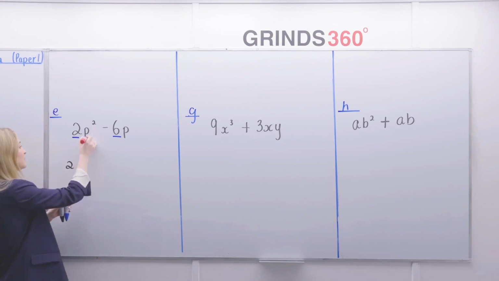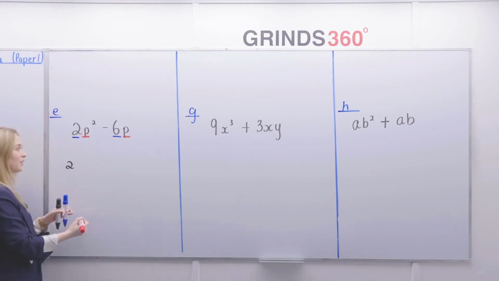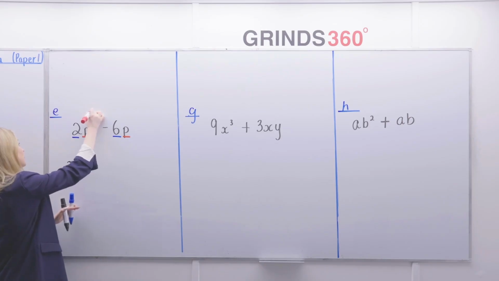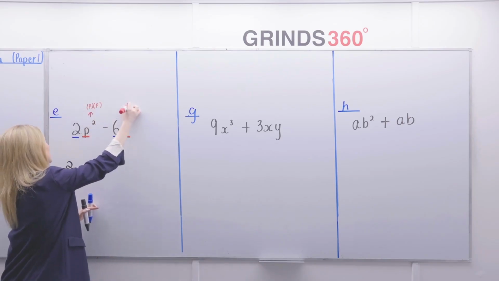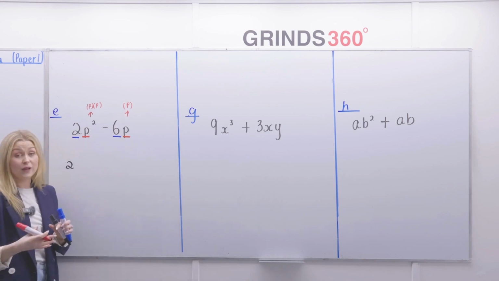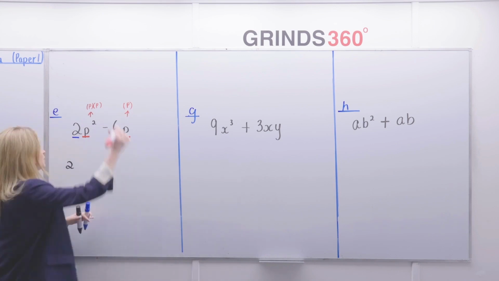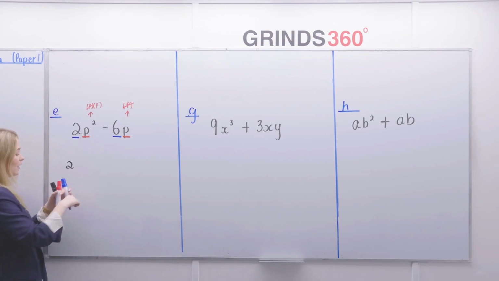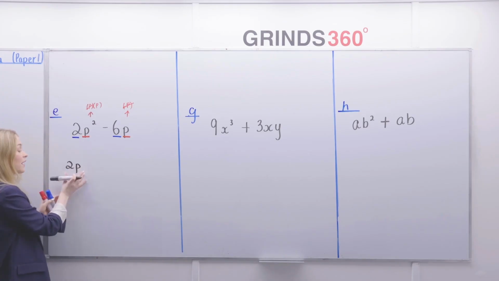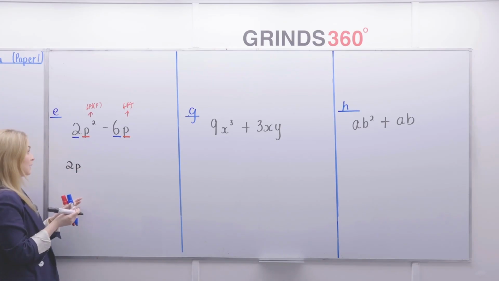Now let's look at our variables, p squared and p. A little reminder, as we mentioned before, p squared is p times p, and we have p over here. We can only ever pull out to the lowest power. So we'll take p and p from both sides. I'm going to pull out p. So my highest common factor here is 2p.